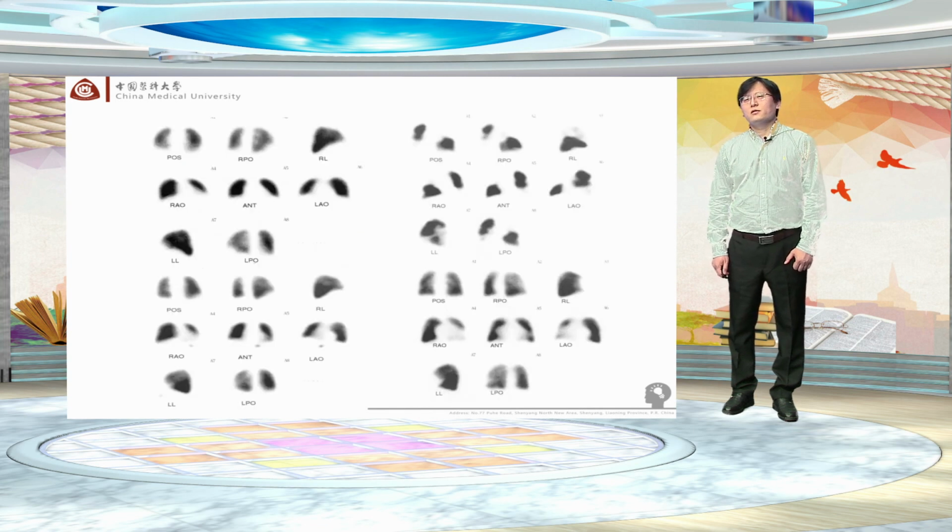Here are two results of lung scan. On the left side is a normal perfusion scan and a normal ventilation scan of the same patient, while on the right side is a normal perfusion scan and a very obvious perfusion defect.